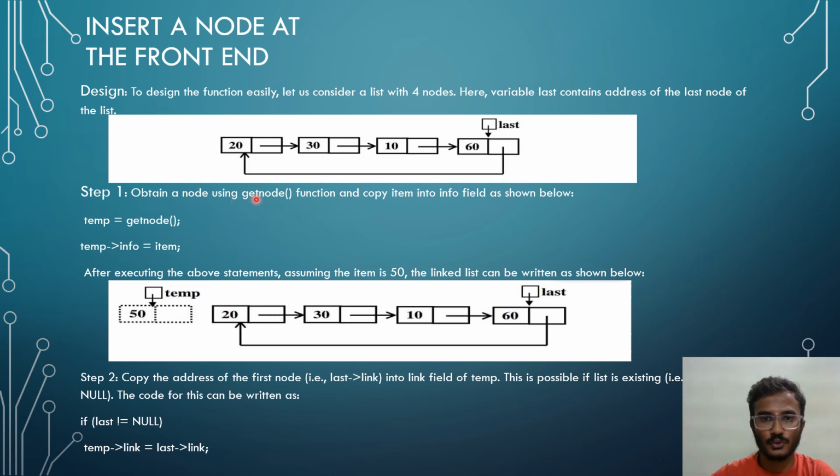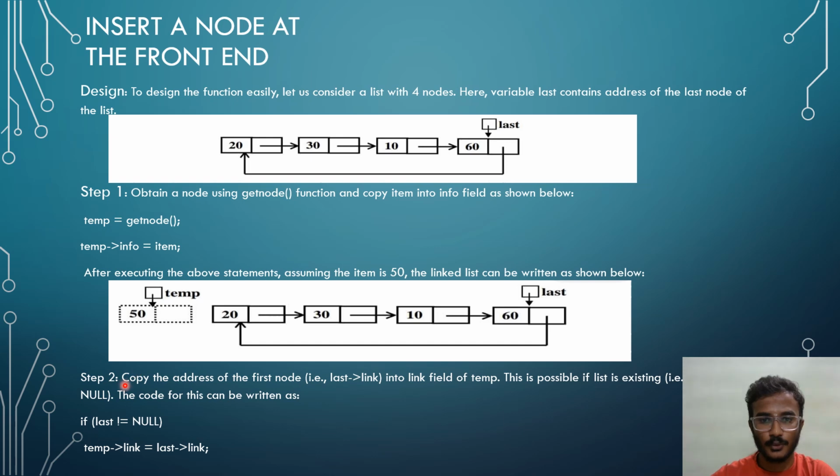Obtain a node using getNode function and copy item into the info field as shown below. temp = getNode. Here we create a new node to insert. After executing the above statement, assuming the item is 50, the linked list can be written as shown below. Here, the temp node is the new node to be inserted at the front end of the circular singly linked list.